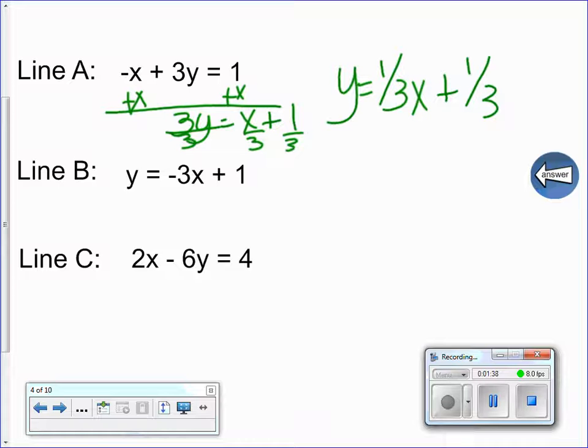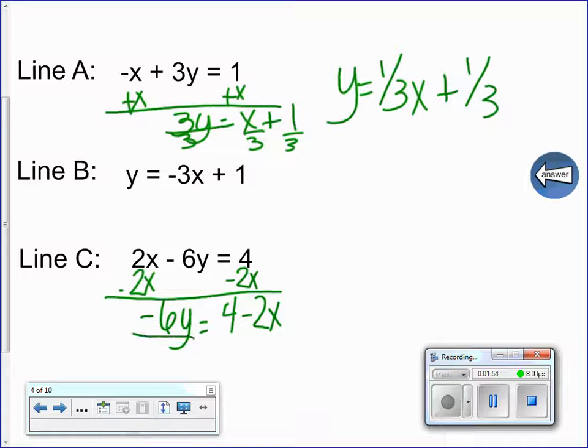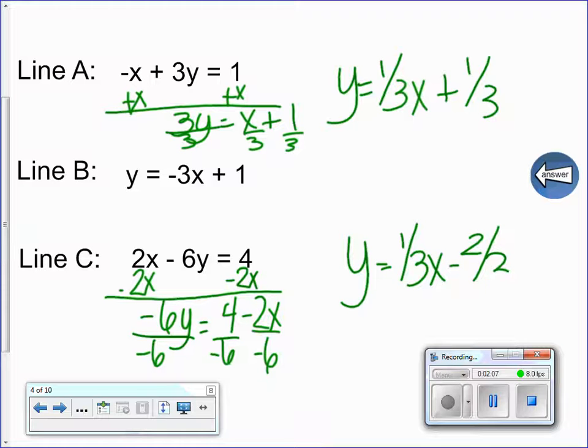The second one already is in slope-intercept form. And so the last one, I'm going to subtract 2x from both sides. And I get -6y equals 4 minus 2x. Divide everything by -6. And I get y equals 1/3 x minus 2/3.